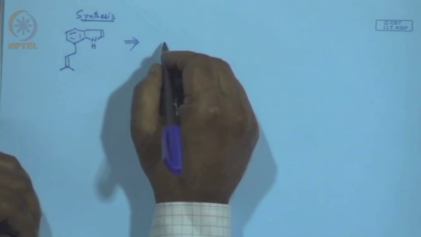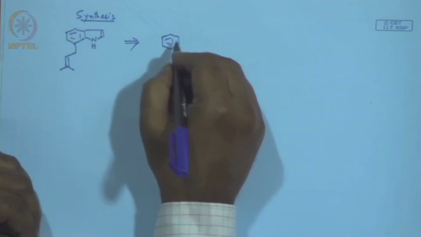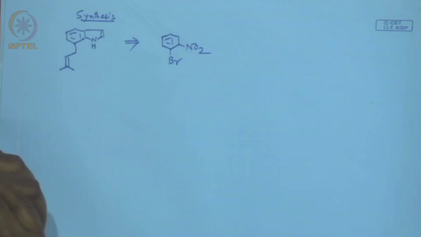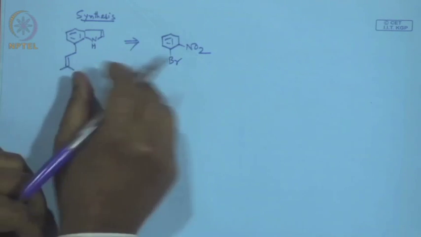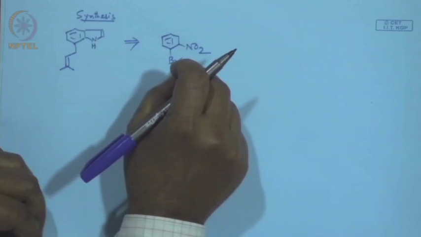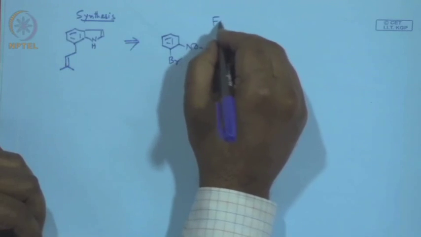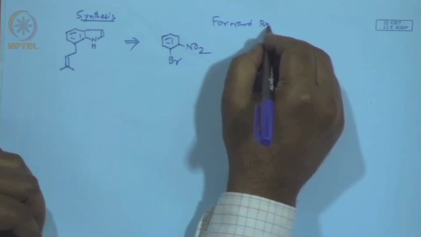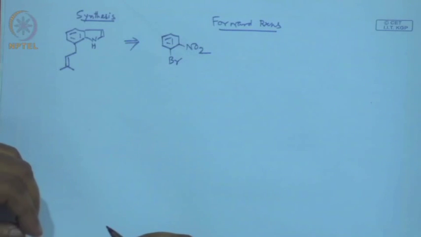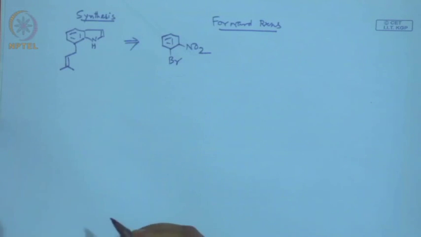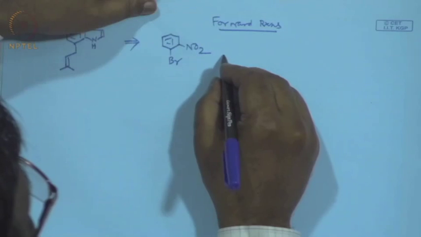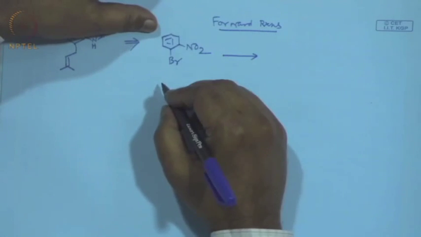And of course, the other point should be the starting material. So in this case, for your convenience, I suggest, let us say, the starting material is this one. So that means our retrosynthesis boils down to a benzenoid like this. Now, what are the forward reactions? Let us say I give you the answer: the appropriate transform is the Bartoli reaction. So what is the suggested next step?